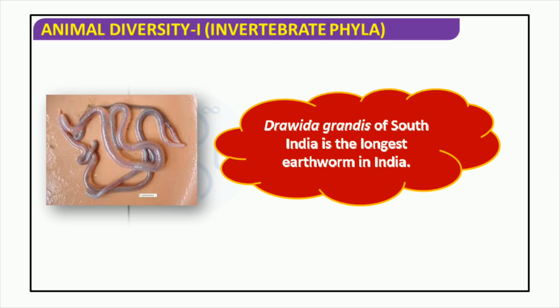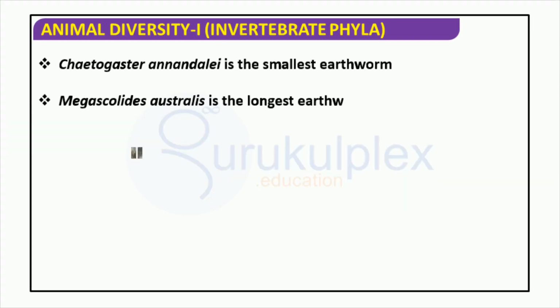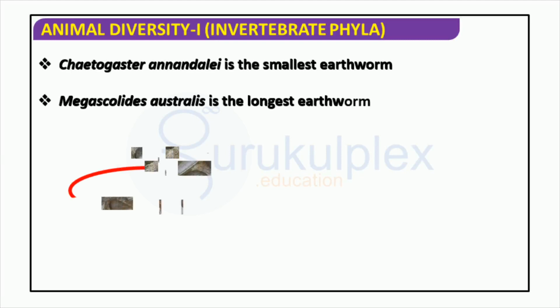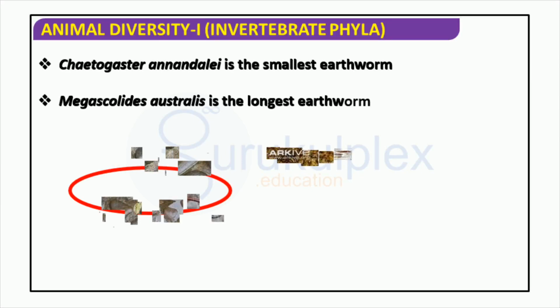Two species of earthworms, Chaetogaster annandale and Megascoletes australis, illustrate the great variety of the animal kingdom. Chaetogaster annandale is the smallest known species, measuring about 1 millimeter in length, whereas Megascoletes australis can reach 3 meters in length.